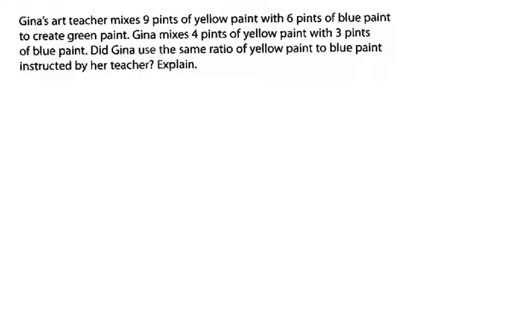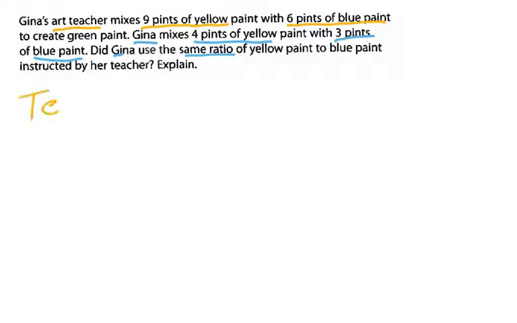So what do we know? We know that the art teacher mixes 9 pints of yellow with 6 pints of blue. And then we know that Gina is mixing 4 pints of yellow with 3 pints of blue. And we want to know if Gina used the same ratio as her teacher. So what we're going to do here is set this up with WKU, and I'm going to write teacher.